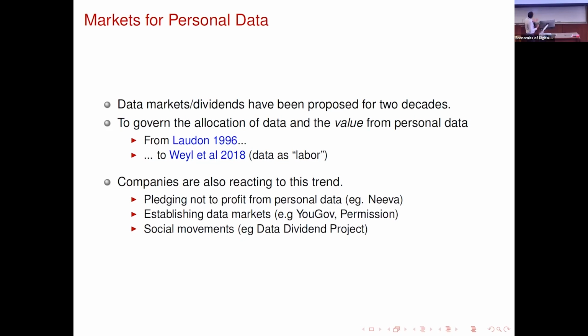And earlier I mentioned some of the social movements as well. So we're seeing a lot of companies reacting to this trend, and also companies in the Web3 space. For example, this one company called Permission is creating a marketplace for data where people can link their profiles in exchange for compensation.